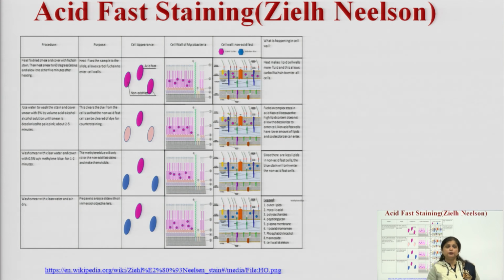This is a 3-step procedure. 3 reagents will be used. In gram staining we were using 4 reagents, whereas in acid fast staining you need to add only 3 reagents. Now what are those 3 reagents? First reagent is carbolfuchsin, second reagent is acidic alcohol, and third reagent is methylene blue.